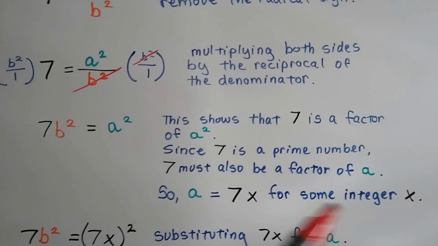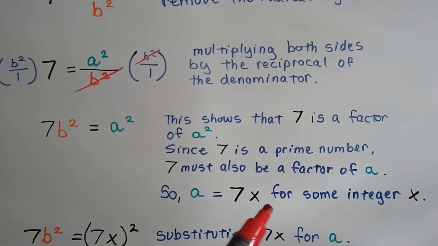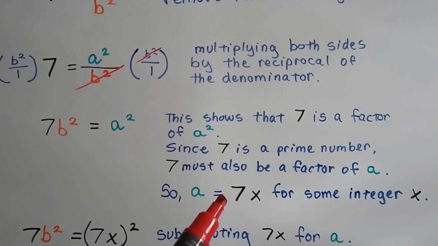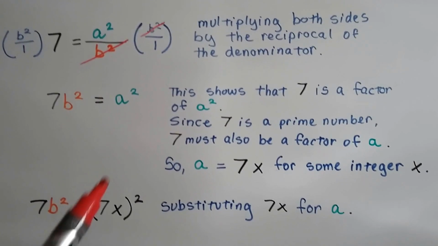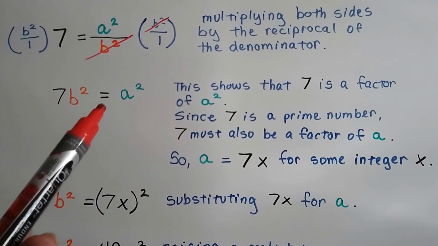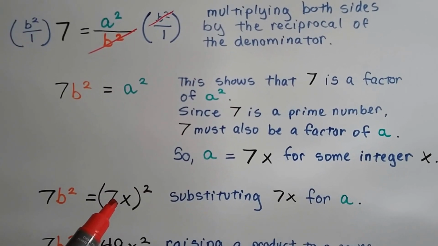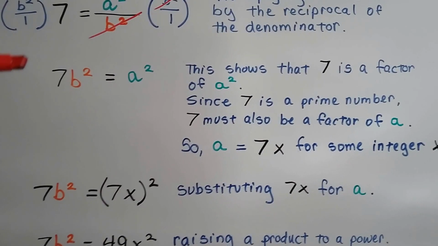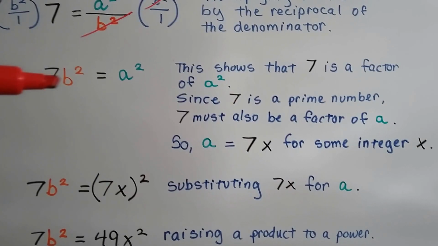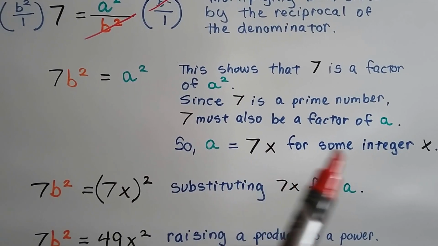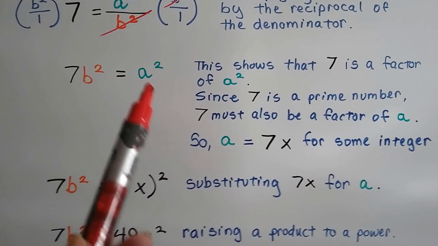So we're going to say x is just some integer. I could have put any letter there, okay? So now a is equal to 7x. So we can say 7x squared is equal to 7b squared, okay? So remember, because 7 is a prime number, it also must be a factor of a, all right? And we're just letting x be some integer x, all right?